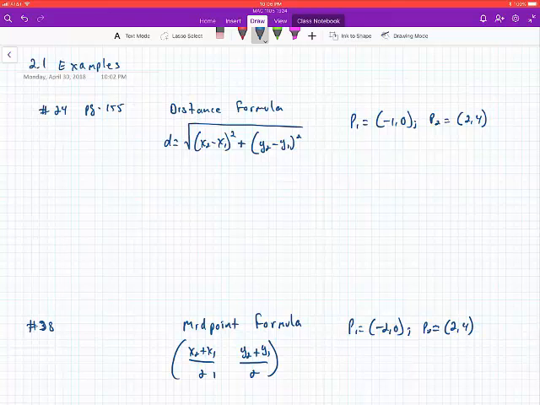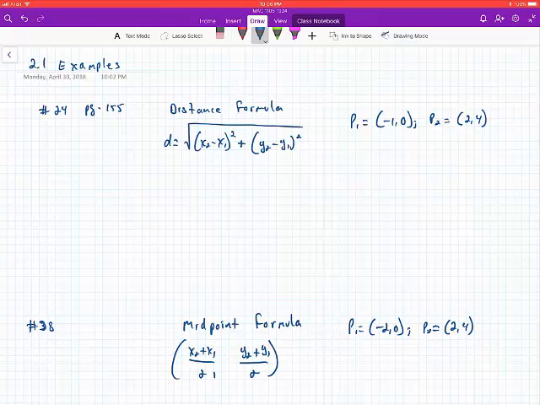So here we're doing the examples for section 2.1. This is for college algebra. And so here the distance formula is that distance is equal to the square root of (x2 minus x1) squared plus (y2 minus y1) squared. And so for section 2.1, we're doing number 24 and number 38.